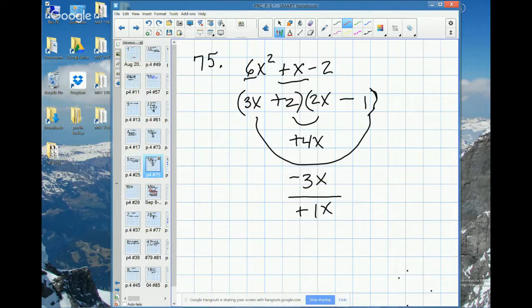It's number 75 on P4. This is the problem of when you have a polynomial to factor and that x squared term has something other than a 1 in it. That can be a problem.